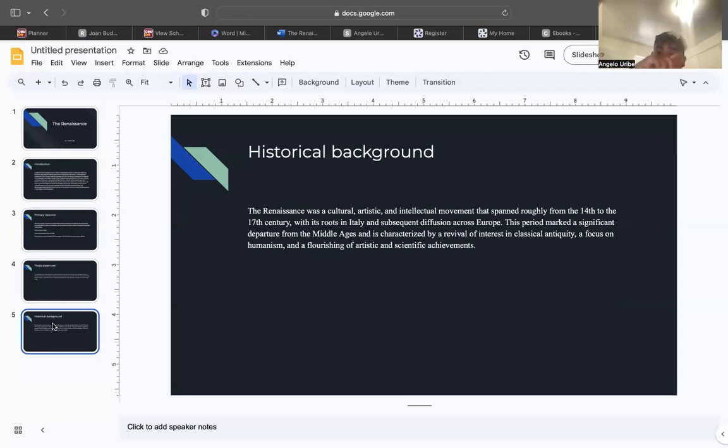The historical background is that the Renaissance was a cultural, artistic, and intellectual movement that ran roughly from the 14th to 17th century, with its roots in Italy and subsequent diffusion across Europe. This period marked a significant departure from the Middle Ages and is characterized by the revival of interest in classical antiquity, a focus on humanism, and a flourishing of artistic and scientific achievements.